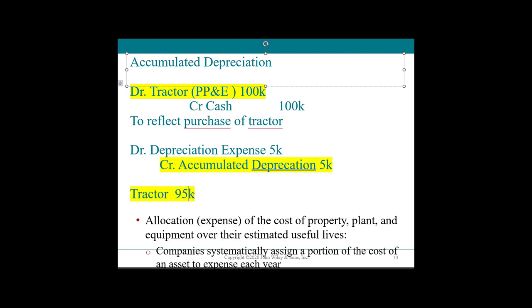And at the end of next year, it would be 90K. And at the end of the third year, it would be 80. Sorry. At the end of the first year, it would be 95. At the end of next year, it would be 90. And at the end of the third year, it would be 85.